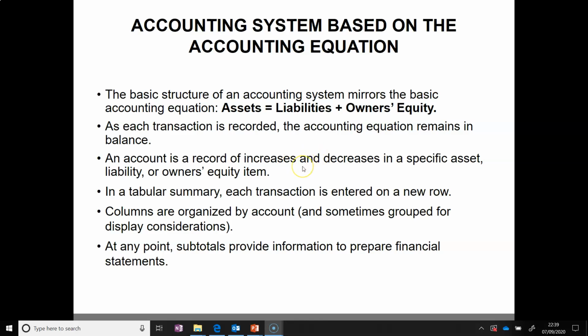An account, as we know, is the classified record of transactions related to a specific asset, liability, owner equity, revenue, or expense item. Each transaction in the accounting equation is entered in a new row. Columns are organized by account so that we can identify which account is of which type. At any point of time, the subtotals provide information that can be used to prepare financial statements.